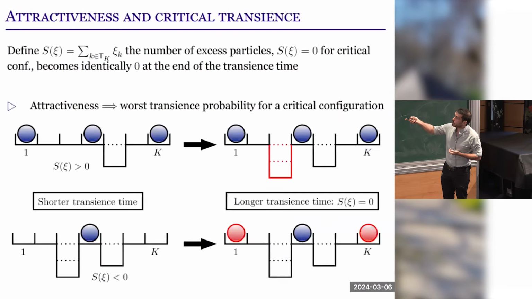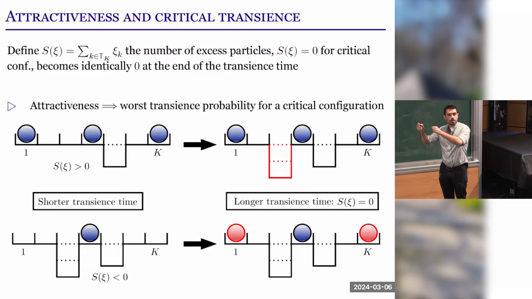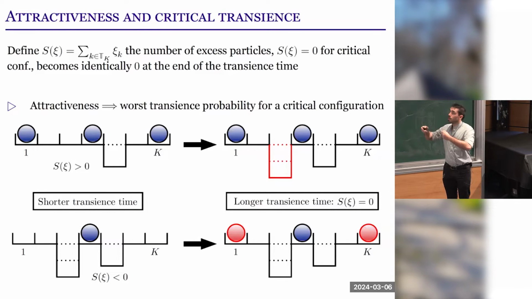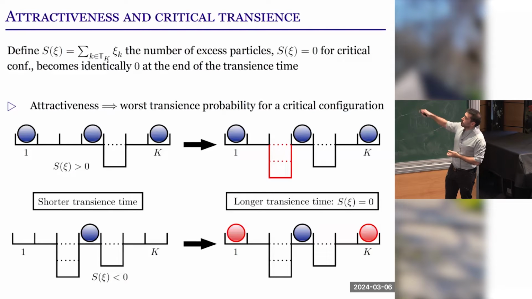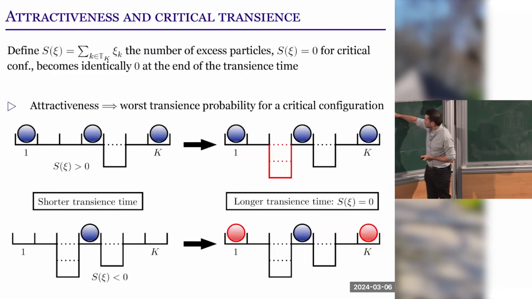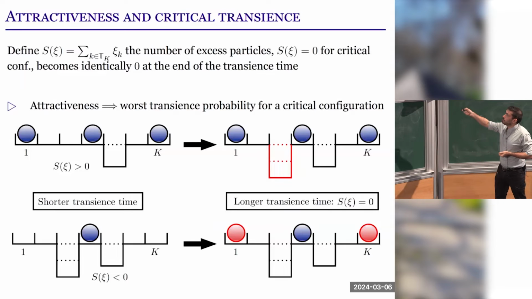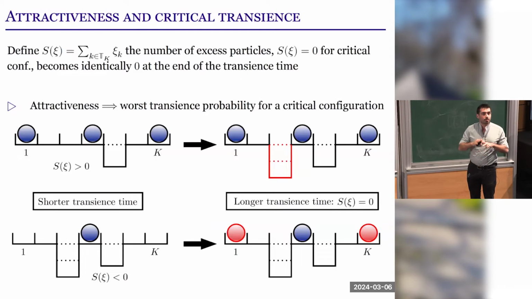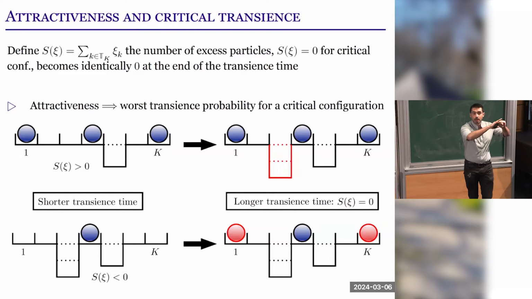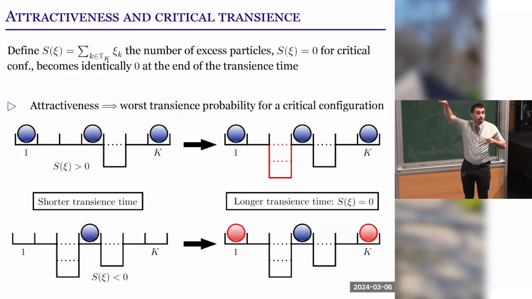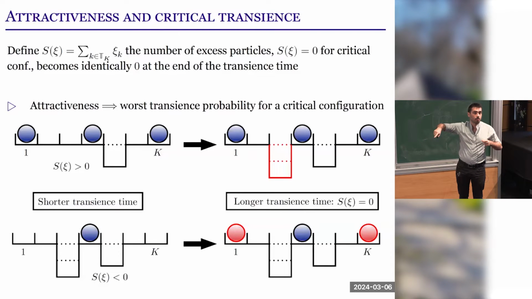And for those, attractiveness tells you that you need to check for critical configurations that have exactly as many particles as trap depth. Is it clear? Among critical configurations, it's not so clear which ones are the worst. But in any case, if you want to define a critical configuration, you have at most k-1 particles, because you have k-1 occupied sites, and then k-1 trap depth over one site.